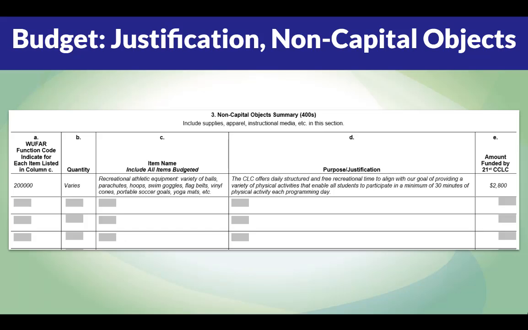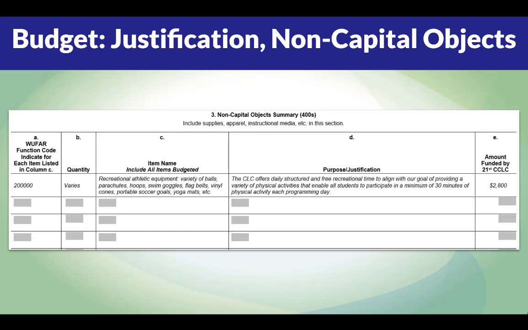The third area is the non-capital object summary. Non-capital objects refers to supplies and equipment costing less than $5,000 per unit. Here you include supplies, apparel, technology, instructional media, and more. The 5 parts to the non-capital object summary area include A, WUFAR function code, B, quantity, C, item name, D, purpose and/or justification, and E, the amount funded by the CLC grant.